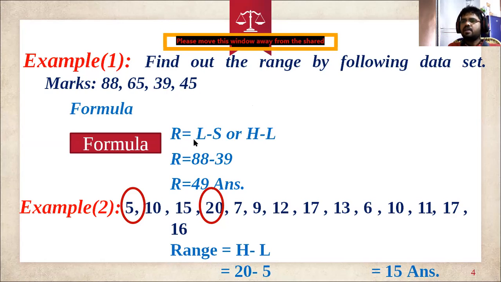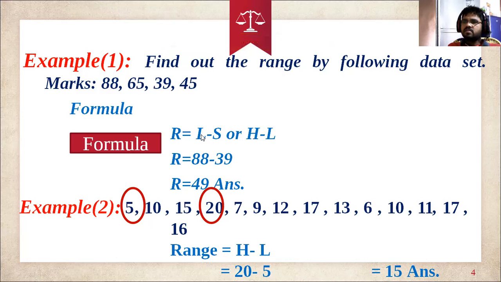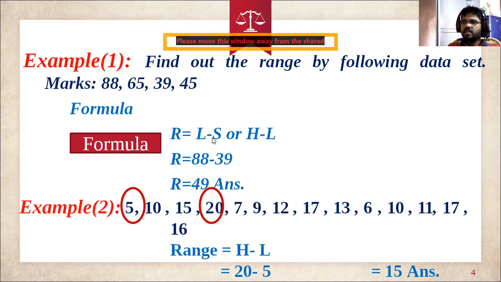The range formula is R = L - S, or H - L, where H is the highest value and L is the lowest value. Both are the same, but sorry, L is the largest value and S is the smallest value. As per the formula L - S, R = L minus S. The largest value among the four is 88, and the smallest value is 39. 88 minus 39 gives 49. That is, the range is 49.